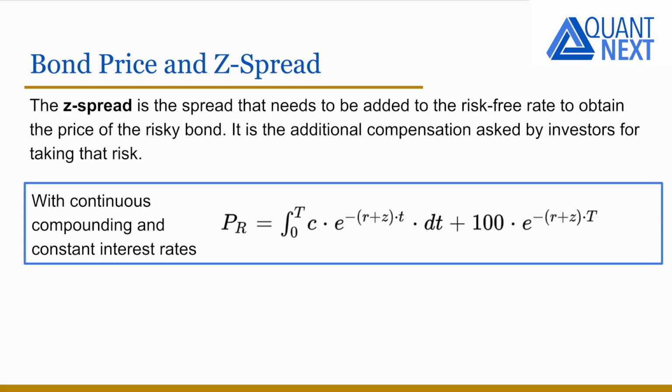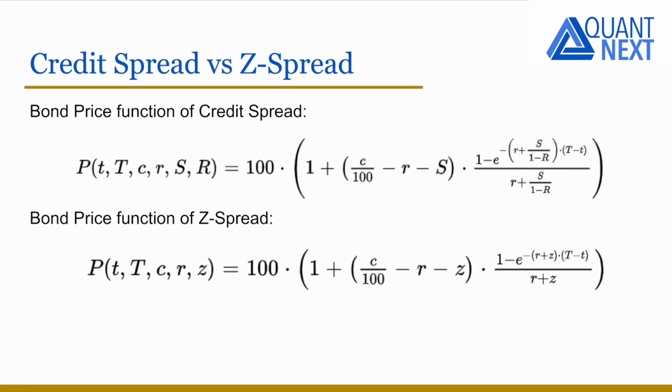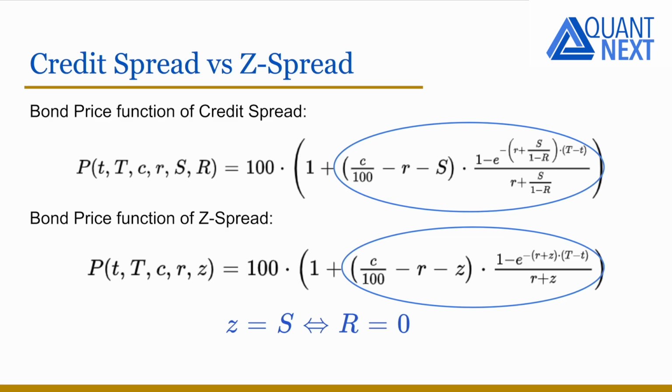The Z-spread Z is the spread that needs to be added to the risk-free interest rate to obtain the price of the risky bond. It is the additional compensation asked by investors for taking that risk. The price of the bond can be expressed like this as a function of the Z-spread Z. We compare here the two expressions of the bond price, as a function of the credit spread S and as a function of the Z-spread Z. And we see that the two spreads are equal if and only if the recovery rate is equal to 0.